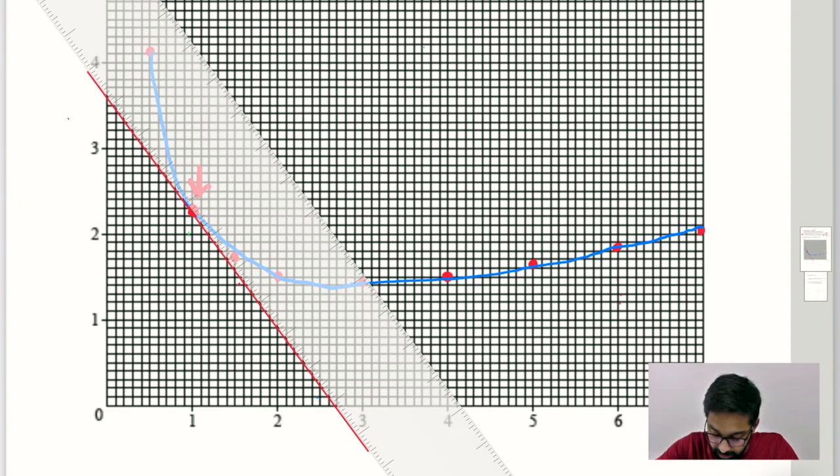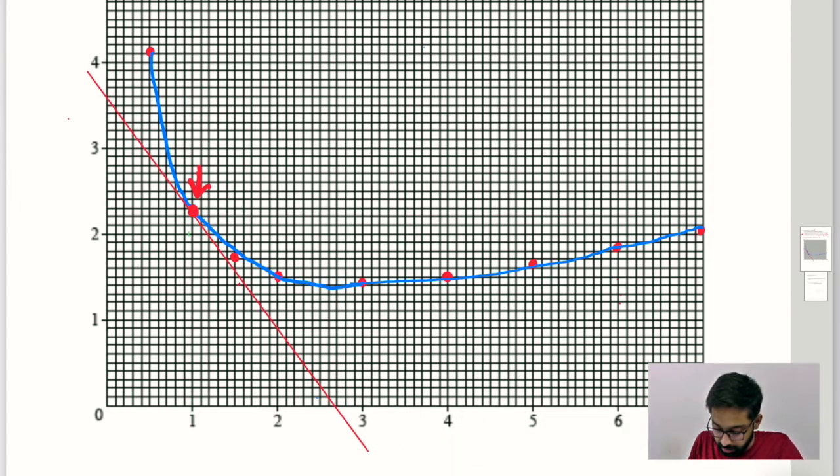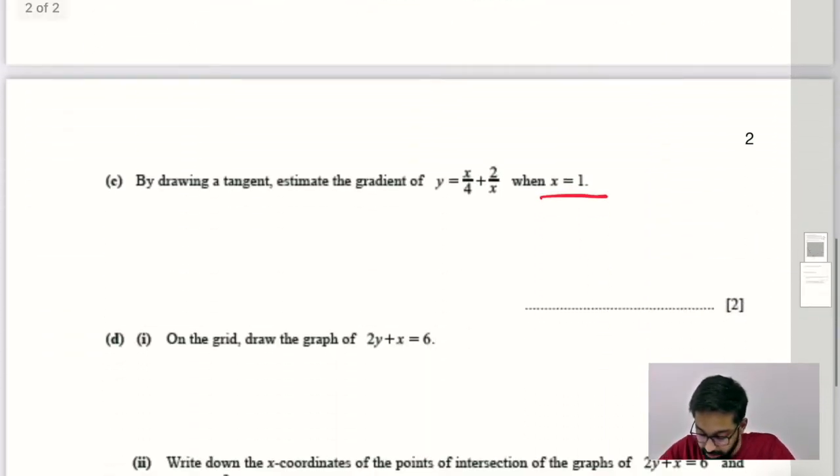Okay, perfect. So this is our tangent. This line right here is our tangent. What do we have to do with it? It says estimate the gradient.